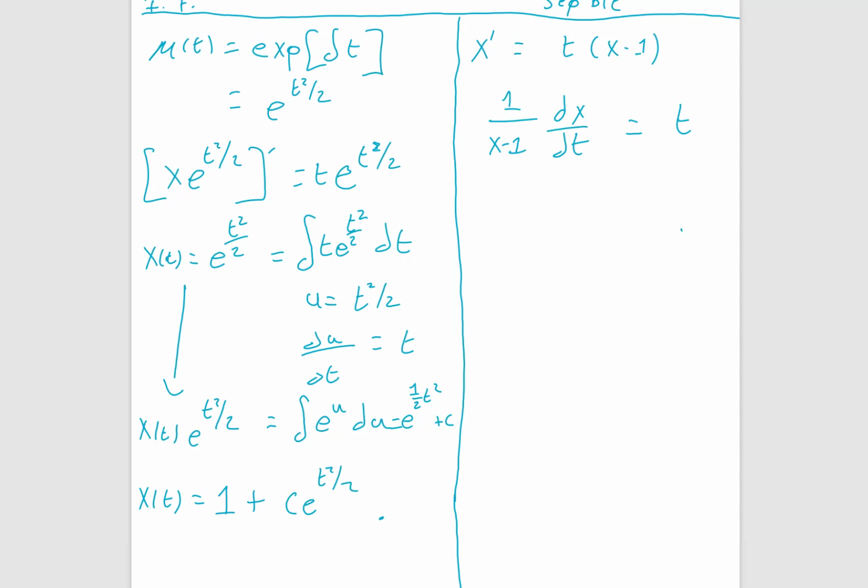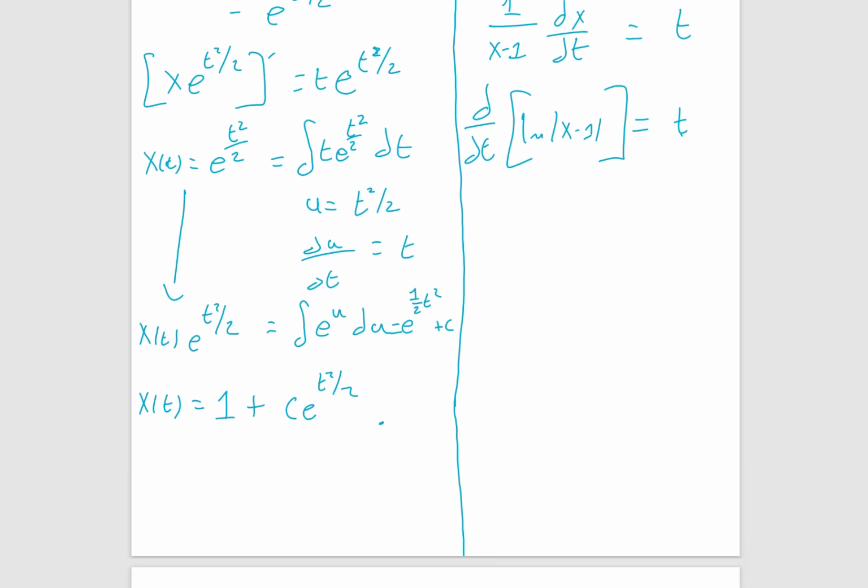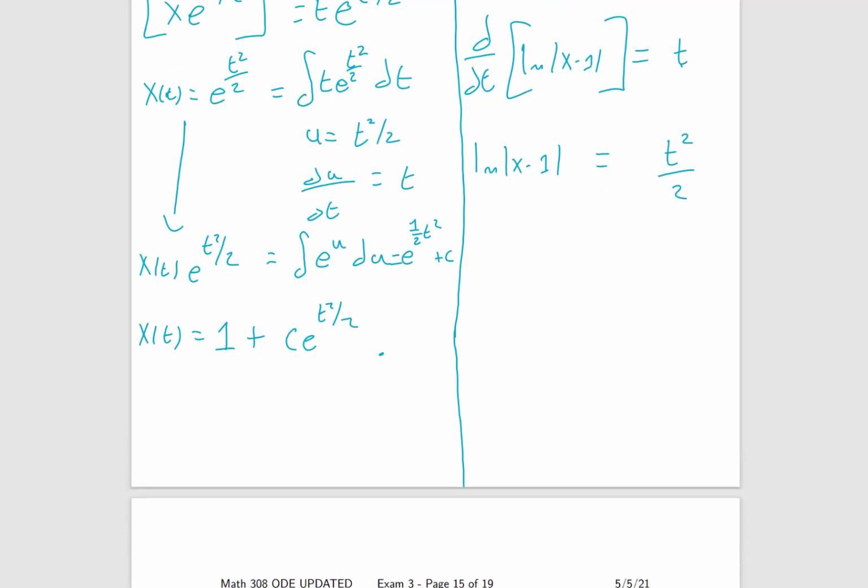Okay, so it's a separable equation. This is very similar to the one we did before. The left-hand side is the derivative with respect to t of the natural log of the absolute value of x minus 1, and this is equal to t. Okay, we take the antiderivative of both sides. We get the natural log of the absolute value of x minus 1 is equal to t squared over 2 plus c, the arbitrary constant. We raise both sides to the power of e.